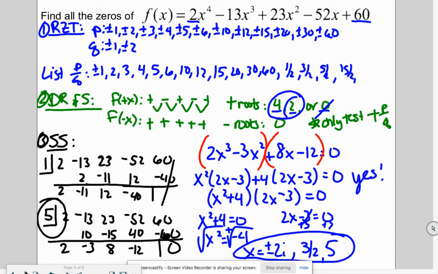So it was kind of a scary looking problem at first, but as you work through it, again, the key is persistence. You can't give up. There's places to make errors, obviously, and that's going to throw the whole process off. So you've got to be cautious with your arithmetic.